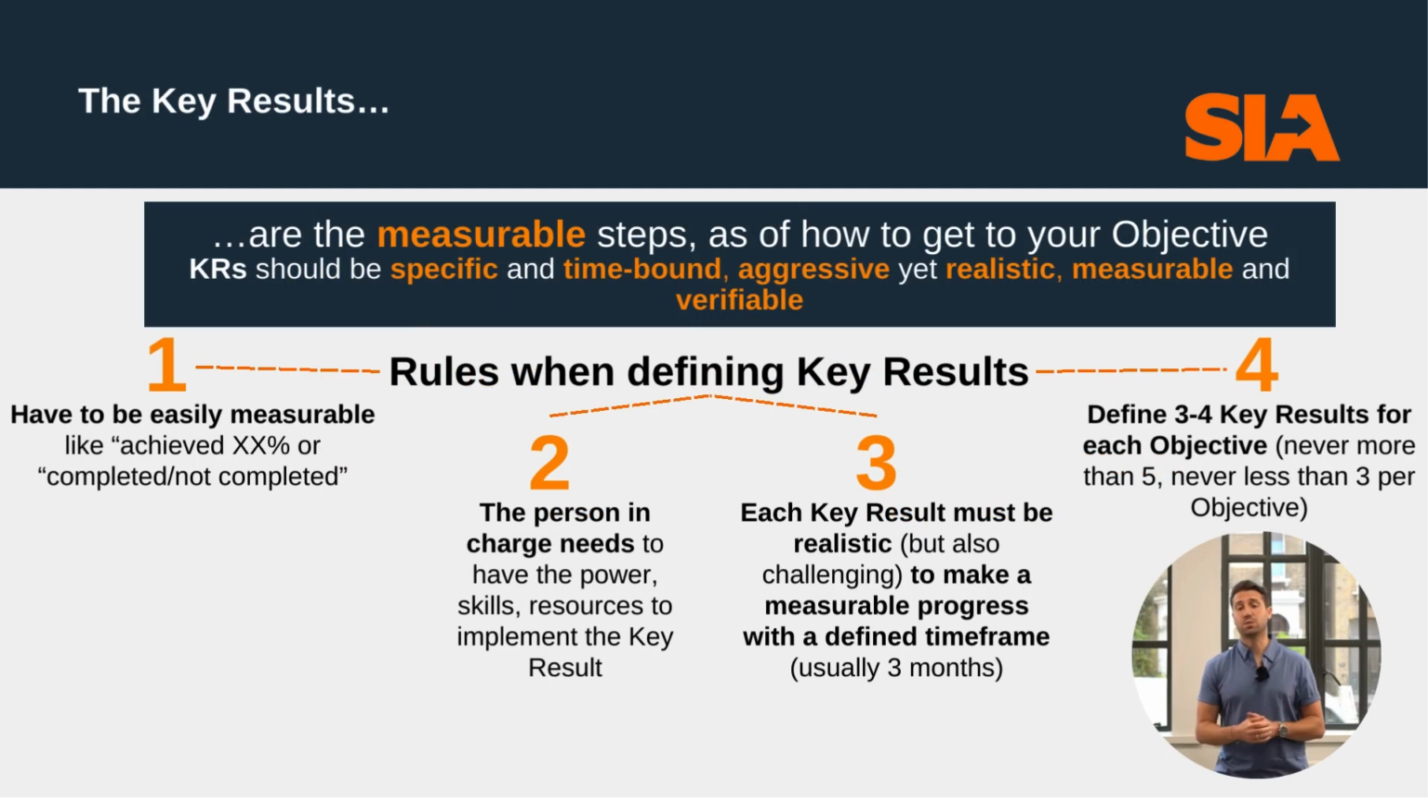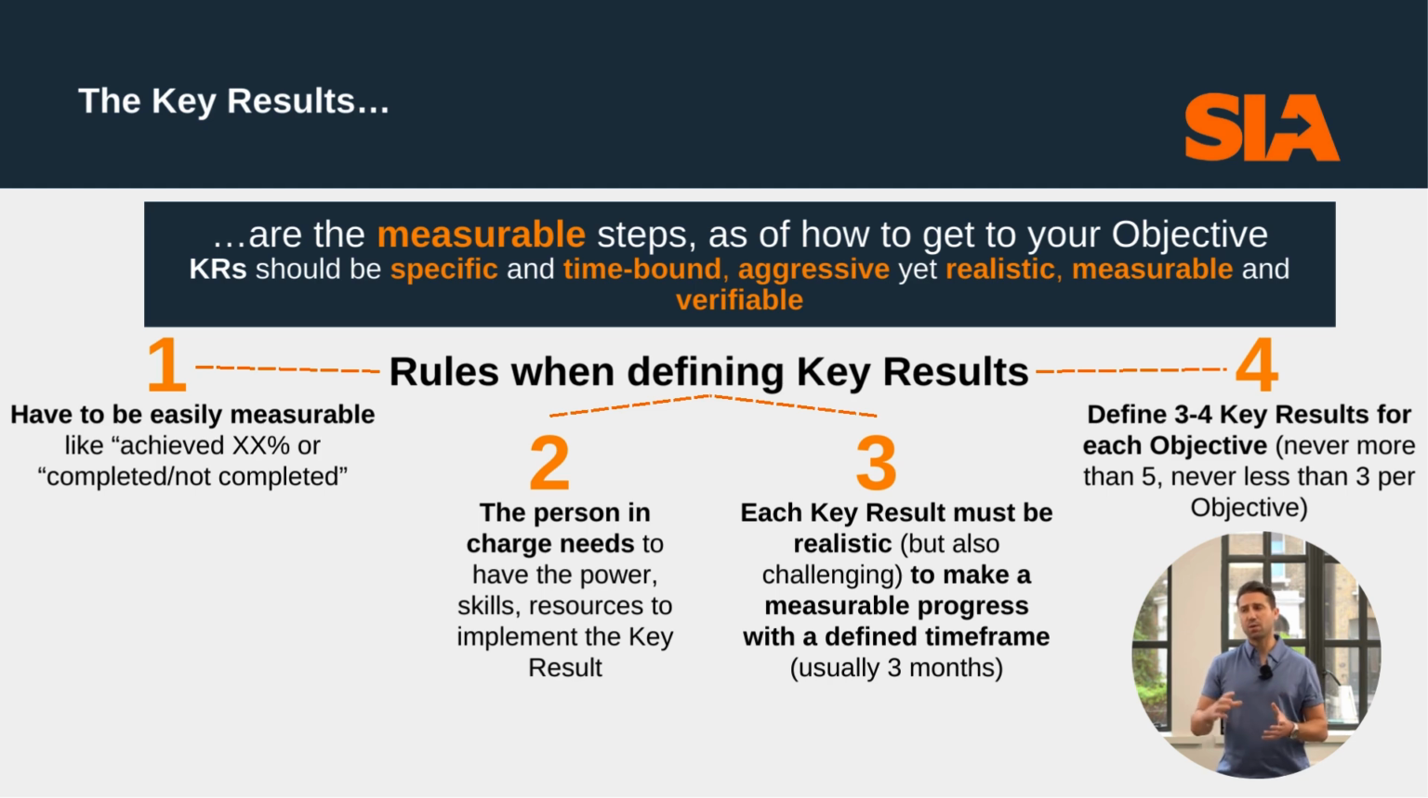Then is the key result. Well, the key results are the measurable steps, the quantifiable measurable steps of how we're going to get to our objective. So key results should be very specific, they should be time-bound, they should be aggressive yet realistic, measurable, and verifiable. Some of you may know SMART goal setting, it's very closely linked to that.